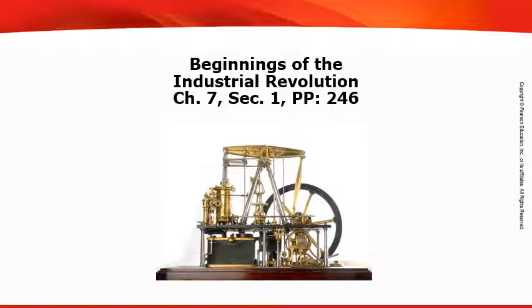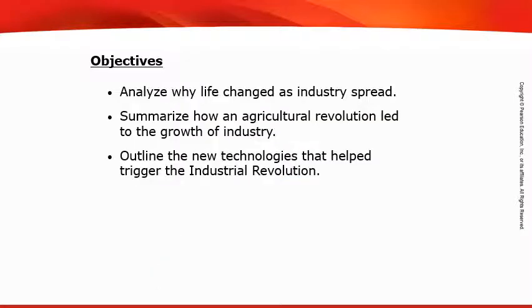The objective of the lesson is that student must be able to analyze why life changed as industry spread. Student must be able to summarize how an agricultural revolution led to the growth of industry, and you must be able to outline the new technologies that helped to trigger the Industrial Revolution.